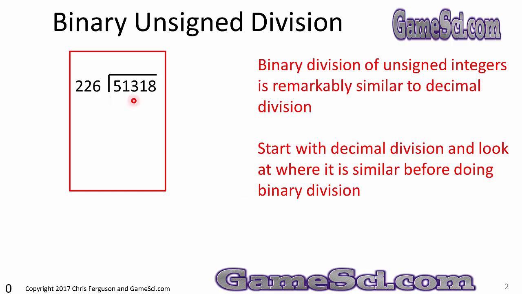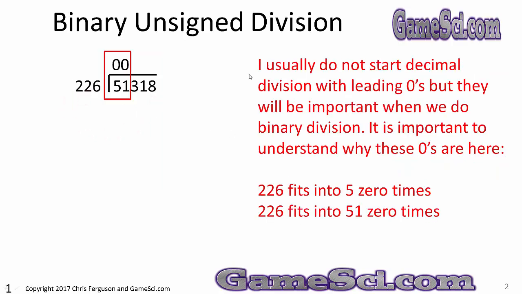Take the value 51318 and divide it by 226. I usually do not start division with leading zeros, but they will be important when we do binary division. It is important to understand why those zeros are here. 226 fits into 5 0 times. You take this value and you try to insert it into 5. It doesn't fit. You put a 0 above the 5. 226 fits into 51 0 times. Once again, 226 does not fit into 51, so you put a 0 above the 1.